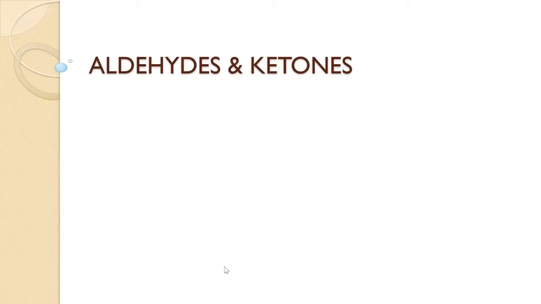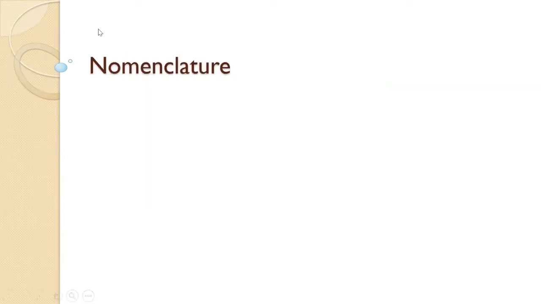Hello everyone. In this video, we will learn about aldehydes and ketones. Aldehydes, as you know, have the functional group C double bond OH, whereas ketones have the functional group C double bond O. Let us begin with the nomenclature.